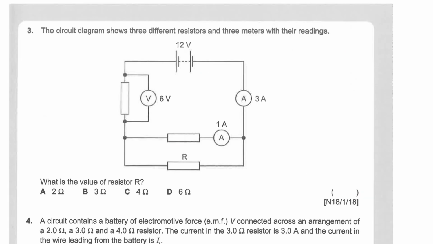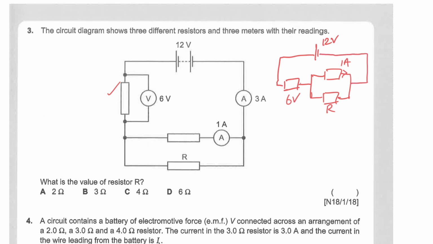Question 3 here, you can actually basically redraw the circuit. This is the EMF of 12 volt, so this is the fixed resistor here, and the potential difference across here is 6 volt. Then it will split into two smaller branches, and this is your R, and the current flowing through this branch is your 1 ampere, and finally it goes back to the battery, and this current here is 3 ampere.